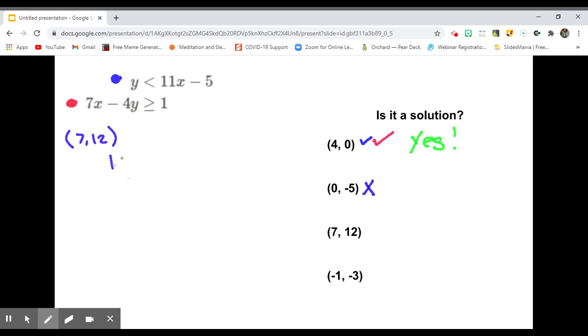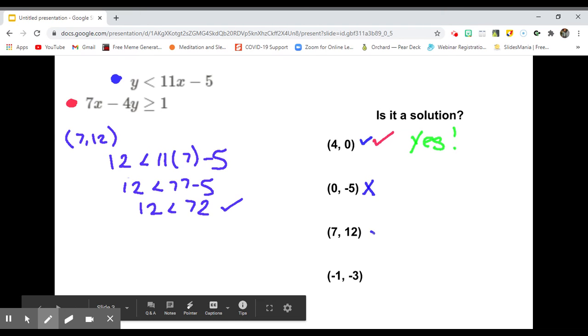Okay, so we have 12 is less than 11 times 7 minus 5. So is 12 less than 77 minus 5? Is 12 less than 72? Yes, it is. Okay, now we're going to try what I'm calling the red equation. So we're still going to use (7, 12).